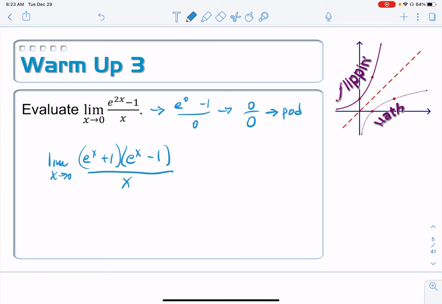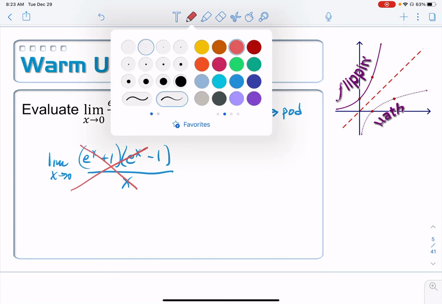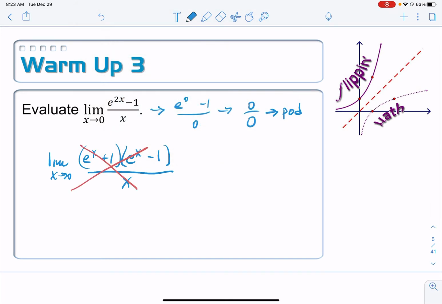And then what I want to do is cancel out some common factors here, which I don't have any, which means it didn't help at all. This was completely unhelpful, which I'm going to get this crayon out and cancel that whole thing out. Okay, so that didn't help. Let's see, what else do we have?